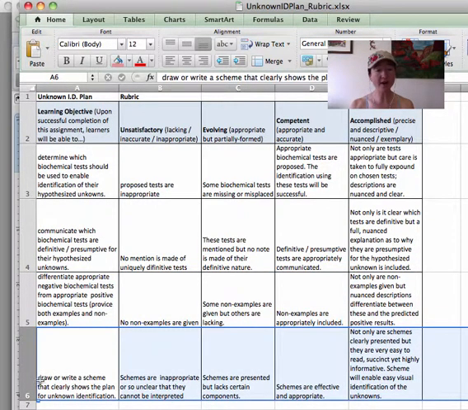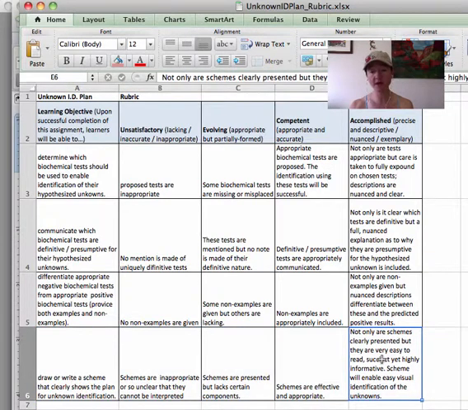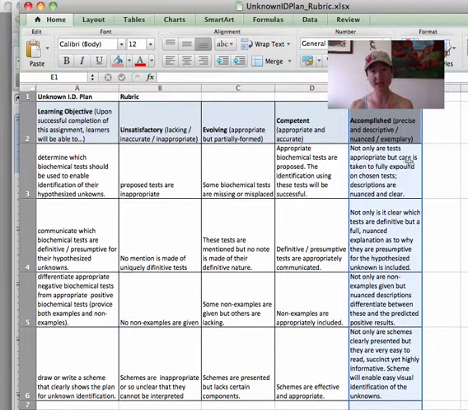The last category here is draw or write a scheme that clearly shows the plan for unknown identification. This is how they're communicating to you what their plan is and showing you in a drawing what they'll plan to do. It can be in writing too, as long as it's clear. So not only are schemes clearly presented, but they are very easy to read, succinct, highly informative. The scheme will enable easy visual identification of the unknown. And if they hit that category, then that would be considered accomplished.